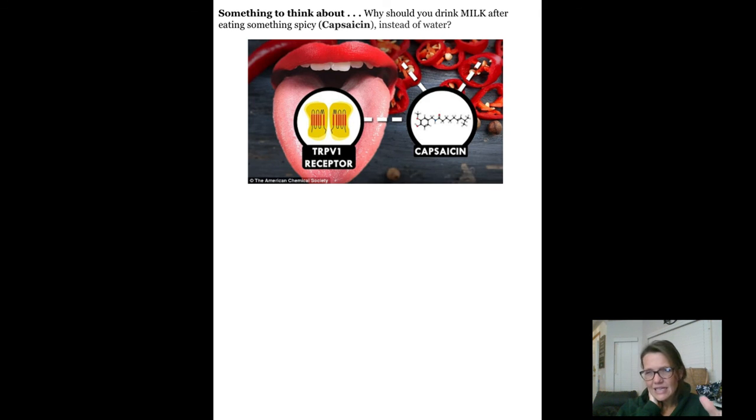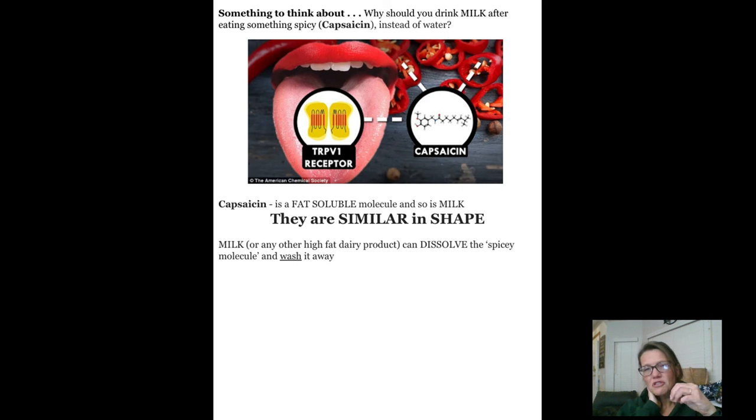The reason that we drink milk after we eat something spicy is because the protein in milk is very similar in shape to the spicy molecule. They're both fat soluble. And since they are very similar in shape, if you take a big drink of a fatty milk, like whole milk or 2% milk, or take a big bite of sour cream, then that sour cream or that milk can dissolve that spicy molecule. And when you swallow it, it'll go down into your stomach. And then you have other things down there to help take care of relieving that pain, right?